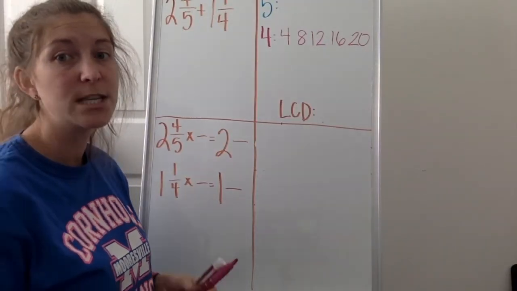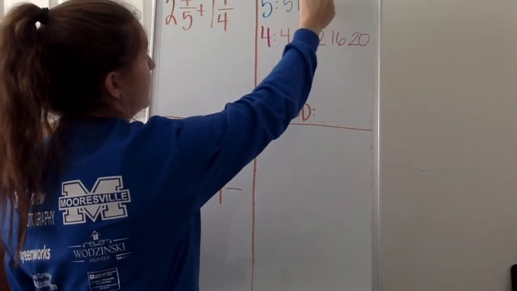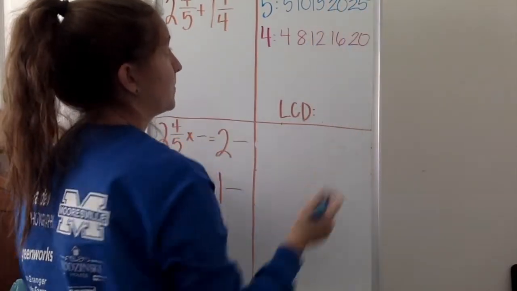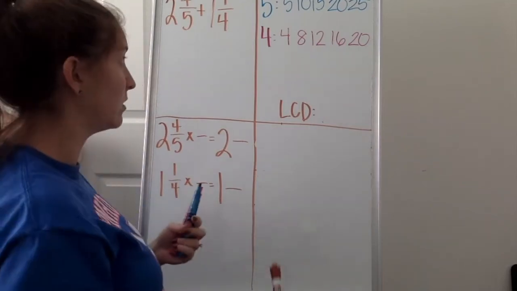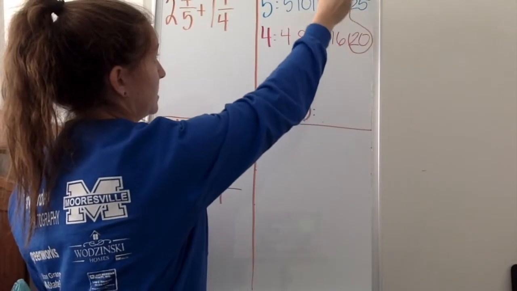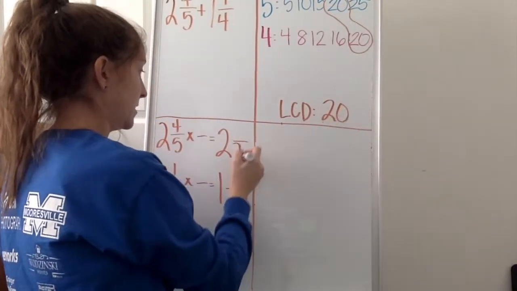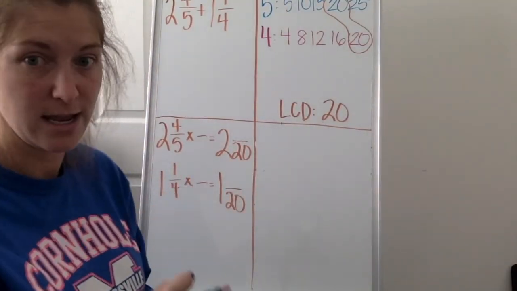And again, we're just counting by 5s when we do that. So 5, 10, 15, 20, 25. Now we look to see if they have anything in common. And when I look at this one, I notice that the number that they both have in common that's the smallest is 20. So my LCD here is going to be 20, and in the third box, I can go ahead and write that in.